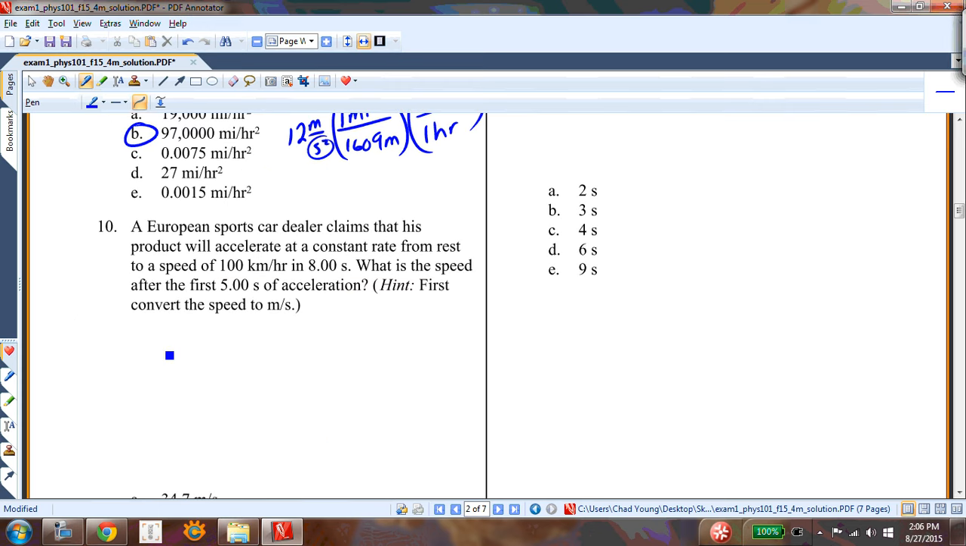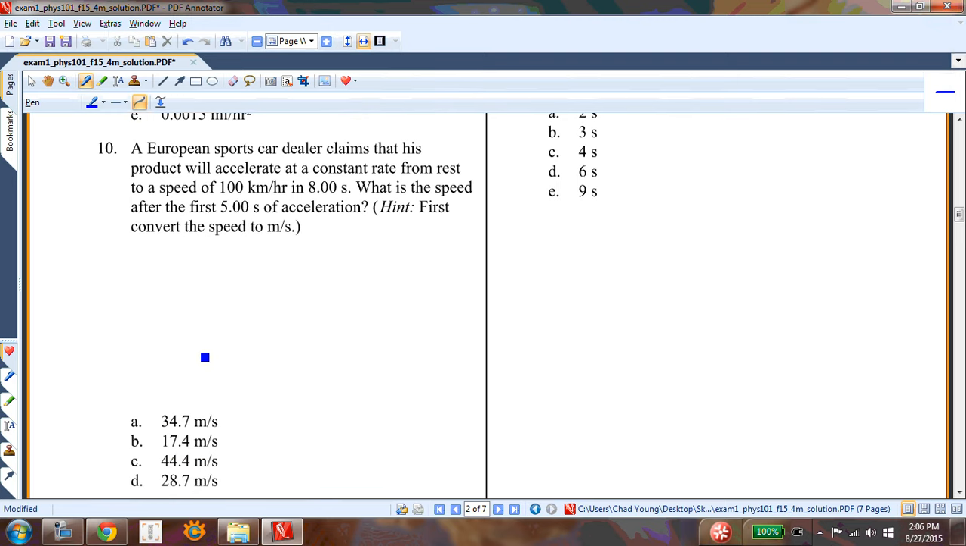European sports car dealer claims that his product will accelerate at a constant rate from rest to a speed of 100 kilometers per hour in 8 seconds. What is the speed after the first 5 seconds of acceleration? Alright, so first I want to convert this into meters per second. So I have 100 kilometers per hour, 1 hour, 3,600 seconds.